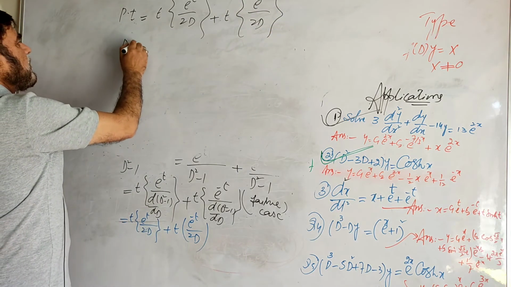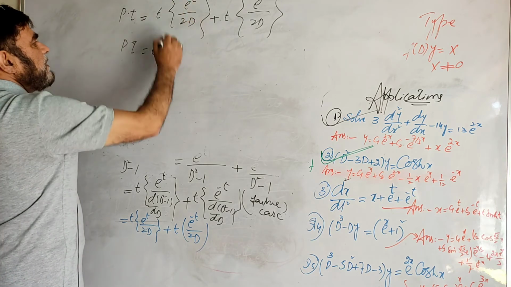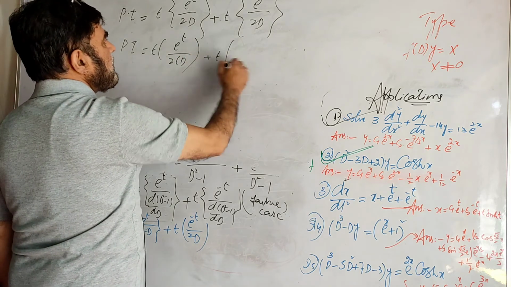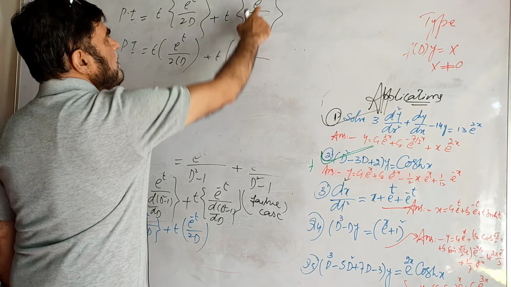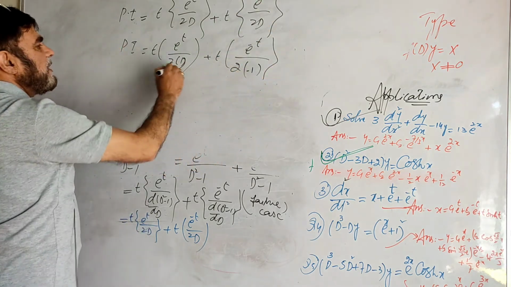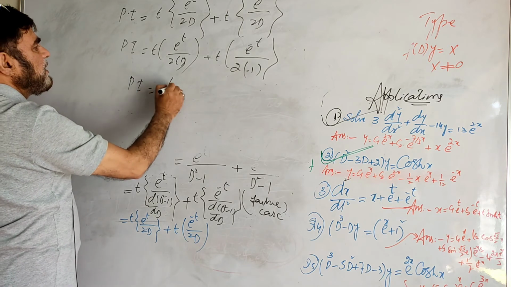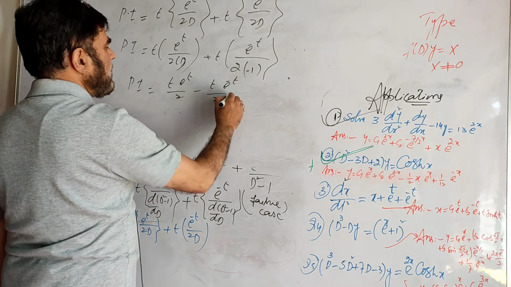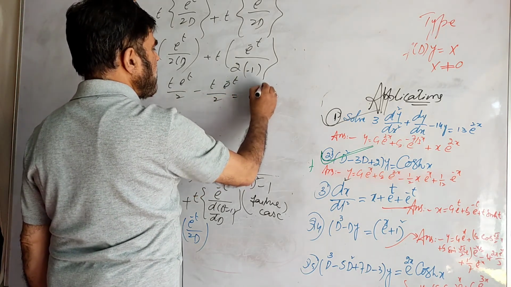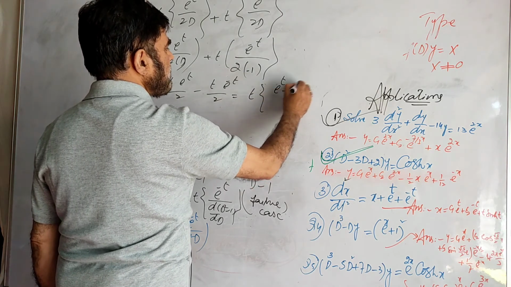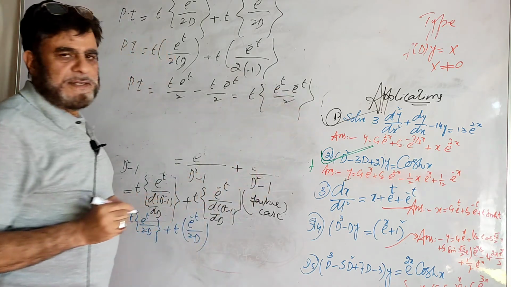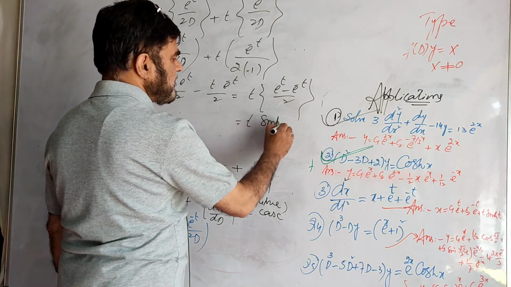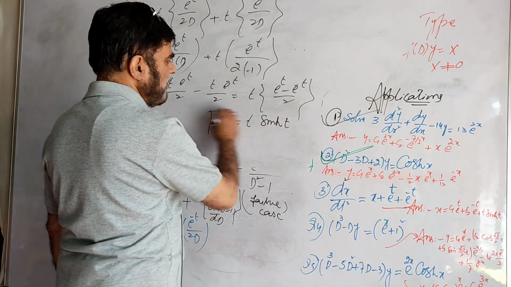Now write the particular integral: t, the coefficient of t is 1, e raised power t by 2 into 1, replacing D by 1, then plus t e raised power minus t by 2 into the coefficient of t, which is minus 1. So the particular integral is t e raised power t by 2 minus t e raised power minus t by 2. I can write t out: t times e raised power t minus e raised power minus t by 2. What is this? It is a hyperbolic function, sine, so I can write it as t sinh t. This is my particular integral.